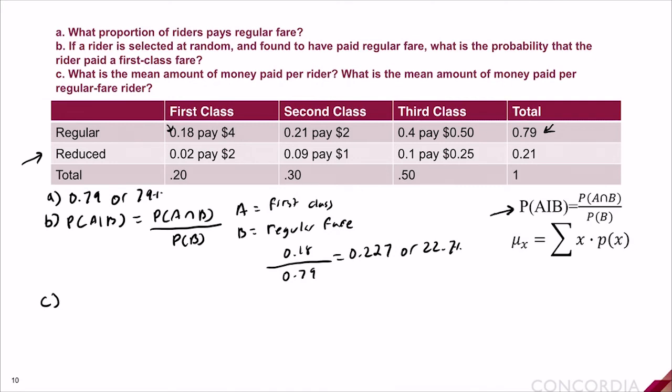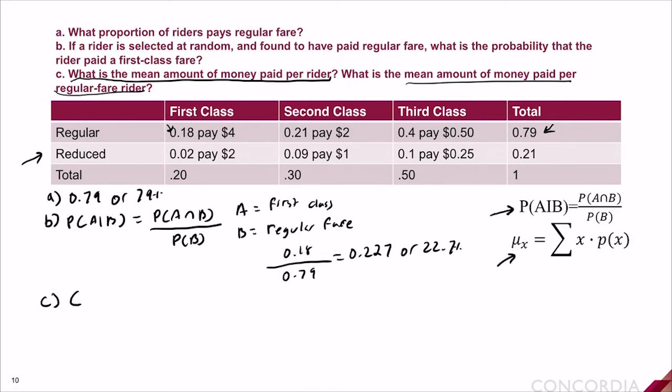Now C, what is the mean amount of money paid per rider? What is the mean amount of money paid per regular fare rider? This question is broken down into two questions. The first one is asking us for the mean for all riders, while the second part is asking us for the mean for the regular fare rider. We will need the mean formula, which is right here. It is simply the value or the outcome x multiplied by its probability and added up all together. We'll begin by finding the total mean for all riders.